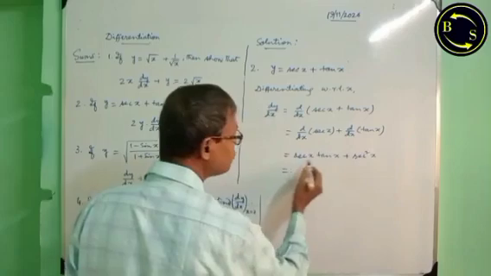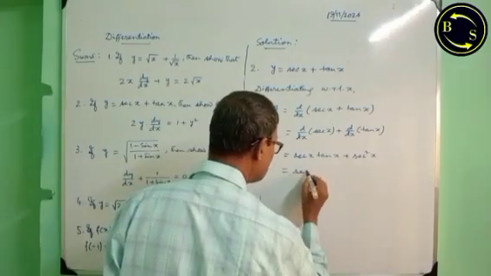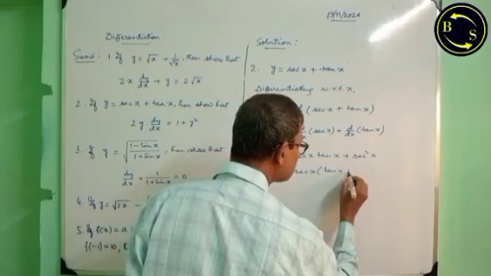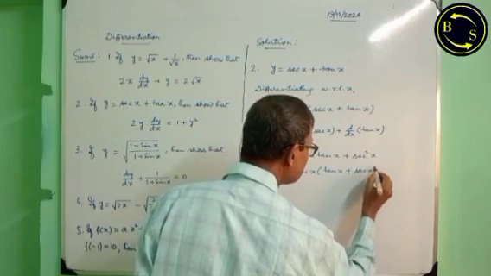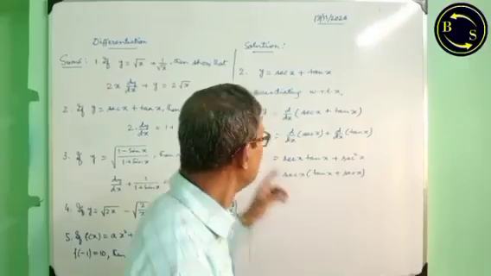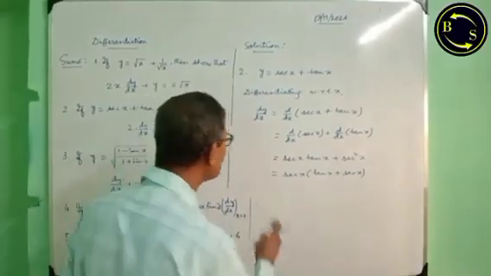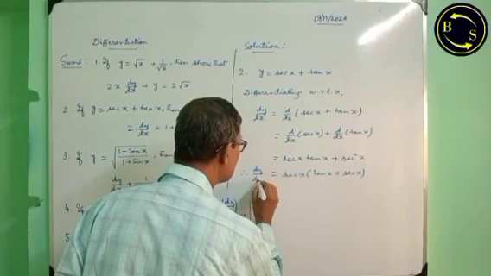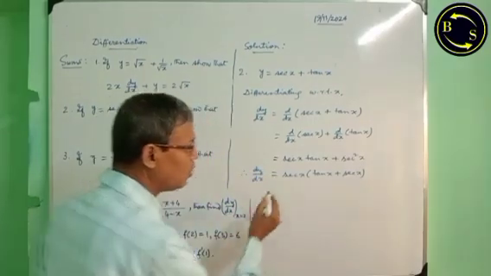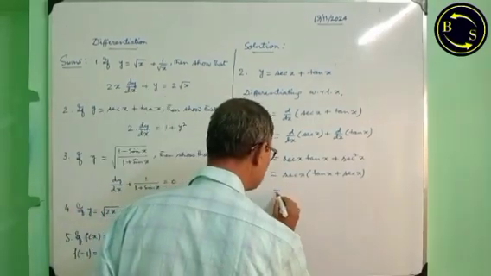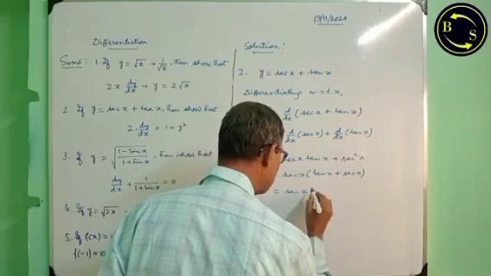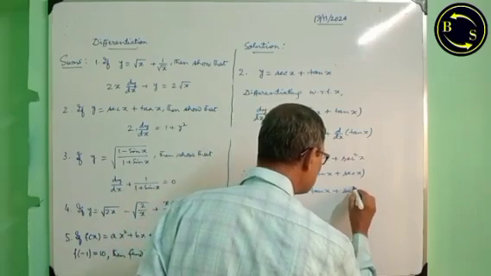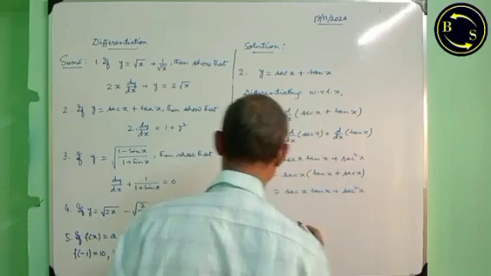Now we see sec x is common factor: 10x plus sec x. We have got dy dx, therefore dy dx is equal to this one. Now we simplify this one: sec x 10x plus sec square x.